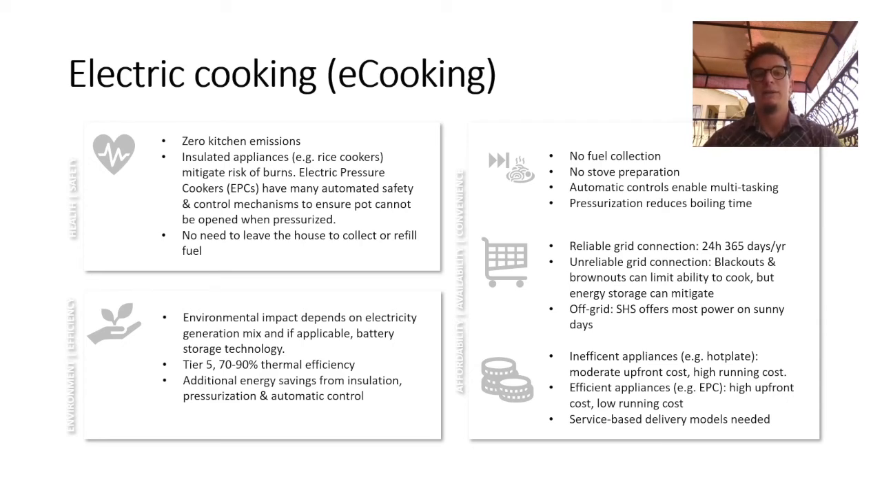Insulated appliances such as rice cookers can mitigate the risk of burns, and pressure cooking itself has inherent safety challenges, but EPCs have many automated safety and control mechanisms that can ensure that the pot can't be opened when it's pressurized. There's also no need to leave the house with electric cooking to either collect fuel or to purchase refills.